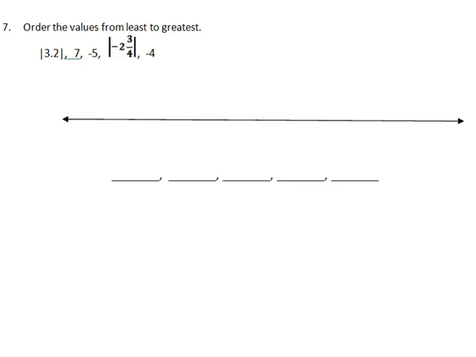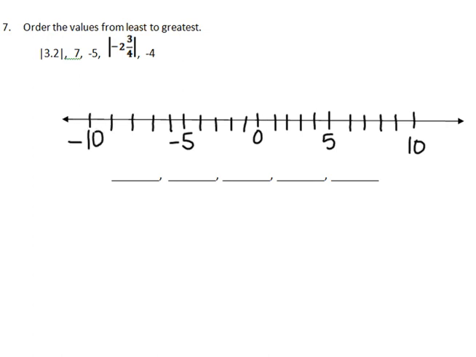Okay, number 7, order the values from least to greatest. So we have a number line. Let's put 0 in the middle, and then we can count 1, 2, 3, 4, 5, 6, 7, 8, 9, 10. Negative 1, negative 2, negative 3, negative 4, negative 5, negative 6, negative 7, negative 8, negative 9, negative 10. Okay, we can use the number line to put these numbers on it.